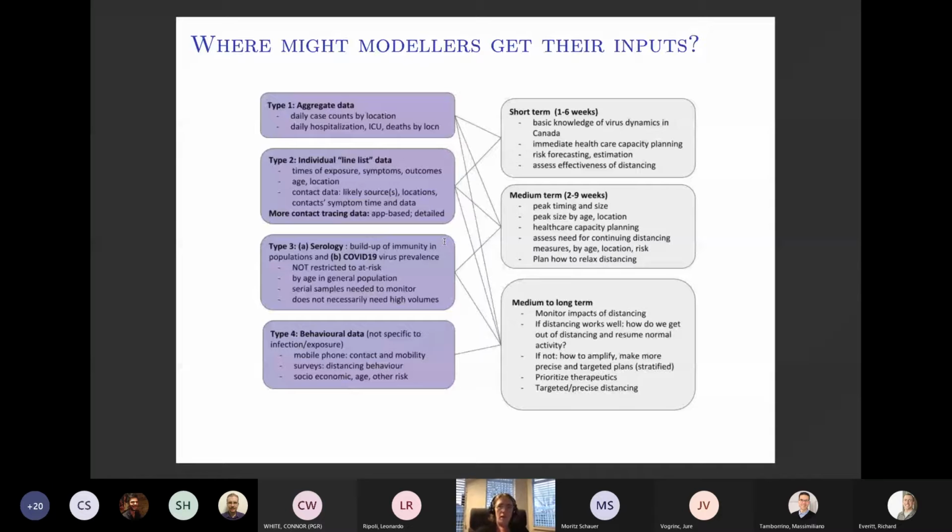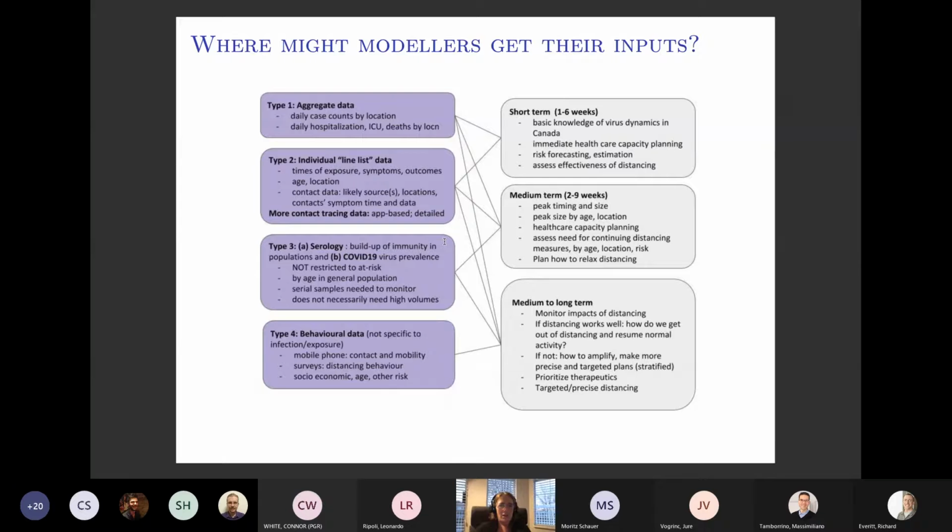So if we want to answer a question like, what happens when we open schools, then we need some information about how infectious are kids. That'd be really handy. How susceptible are kids? And we still actually, many months later, kind of don't know these things. So I'll just talk about this a little bit.